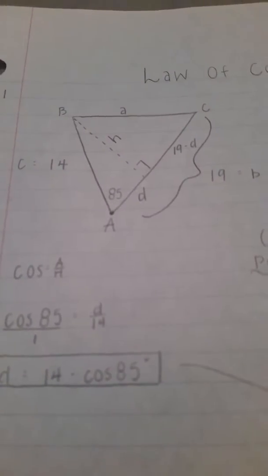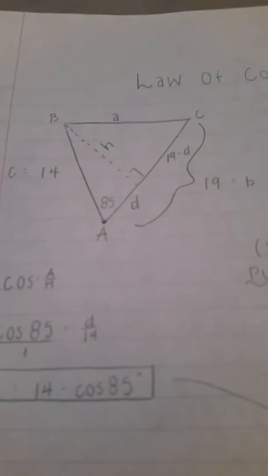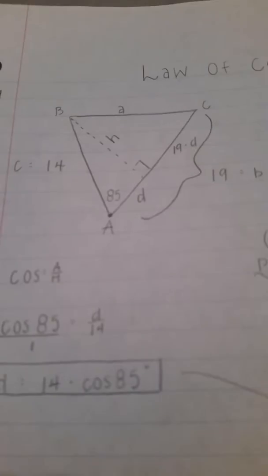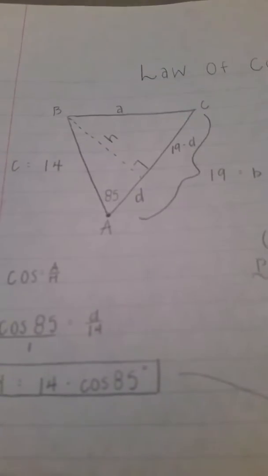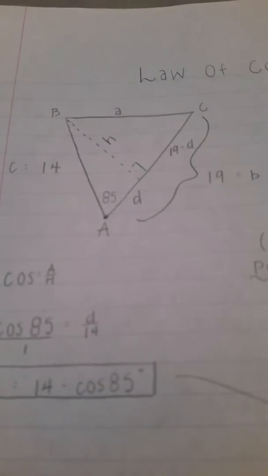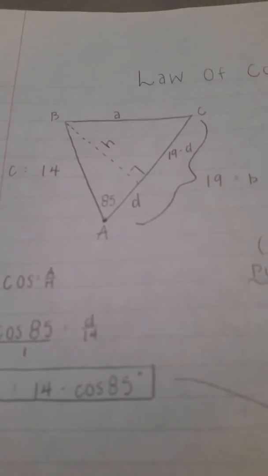I have angle A, angle B, and angle C. I also have side A, side B, and side C. Angle A is 85 degrees. Angle B and angle C are unknown. Side A is unknown. Side B is 19 and side C is 14.